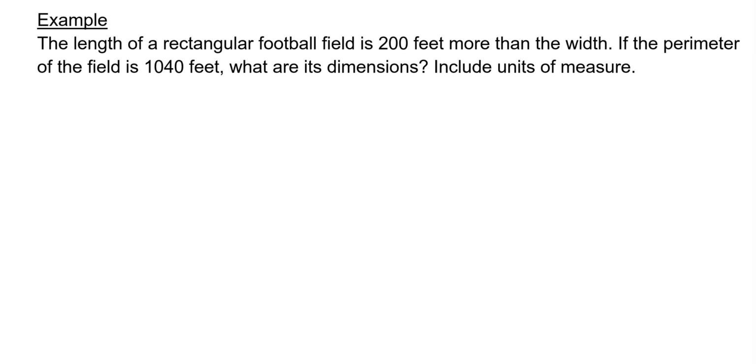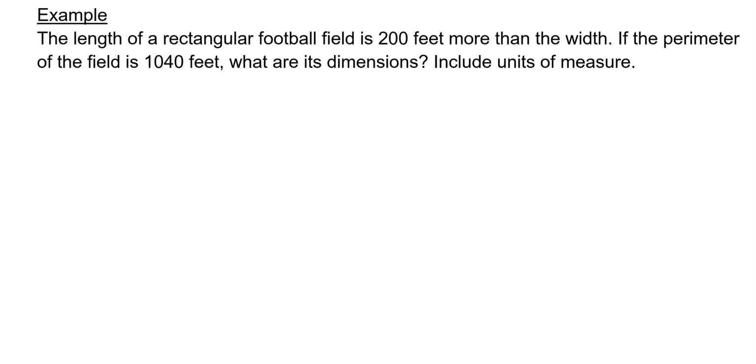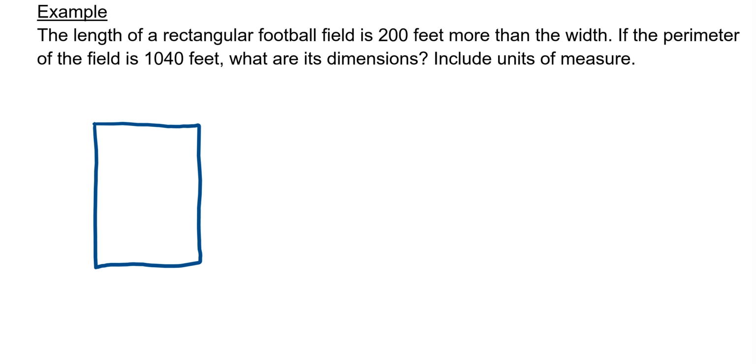So the first one: the length of a rectangular football field is 20 feet more than the width. If the perimeter of the field is 1,040 feet, what are its dimensions? And then we're going to include units in our answer. To start this off, it's always a good idea to draw a picture. So here's just a rectangular football field, so it is a rectangle. And then we're going to have two units of measurement since it's a rectangle, length and width. Of course, opposite sides are the same, but you don't have to label them if you don't want to.